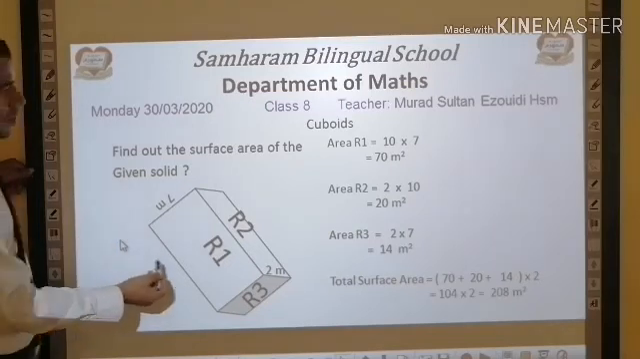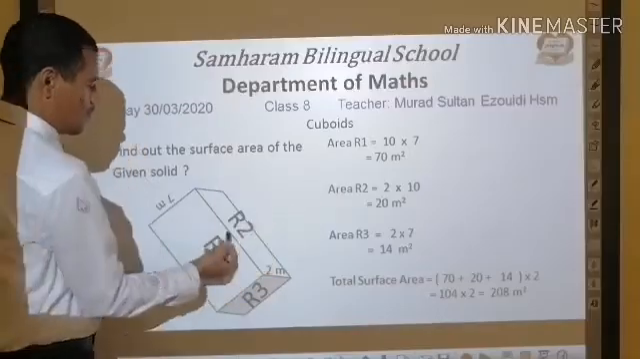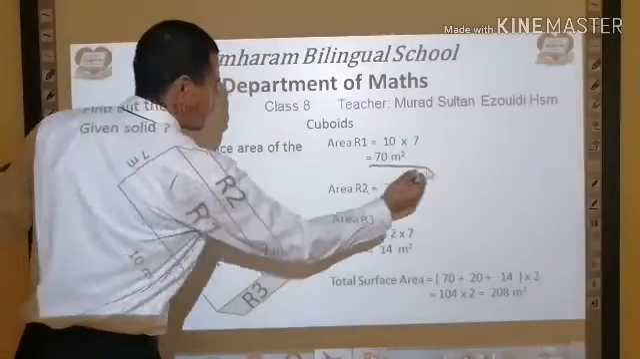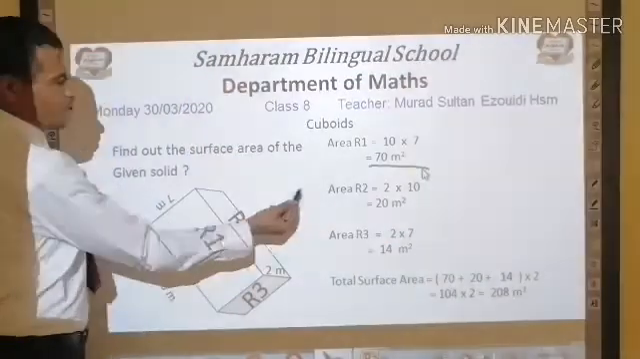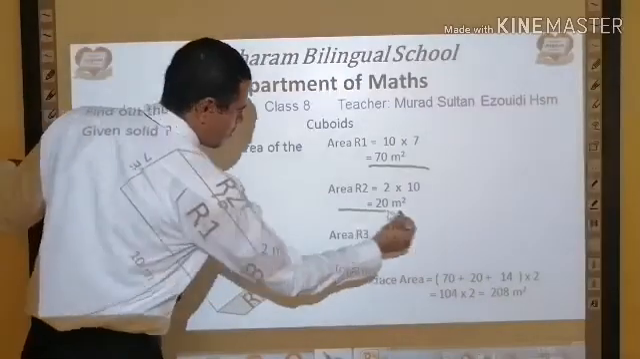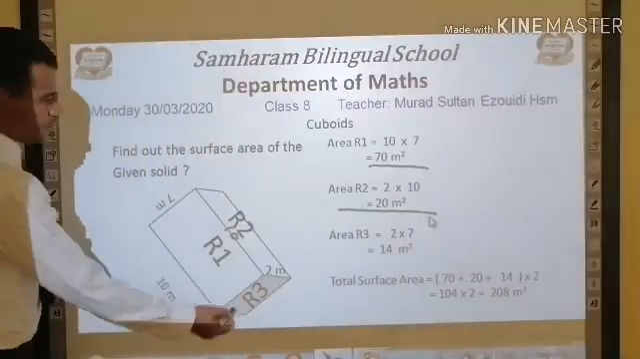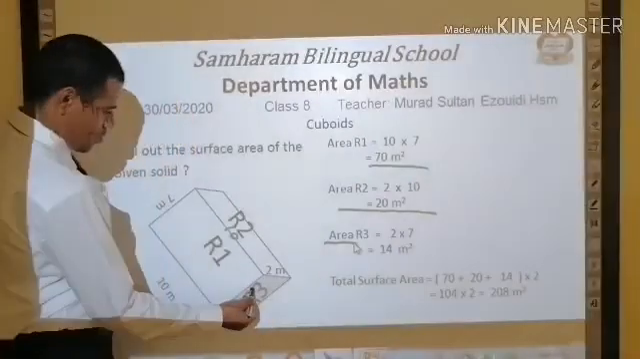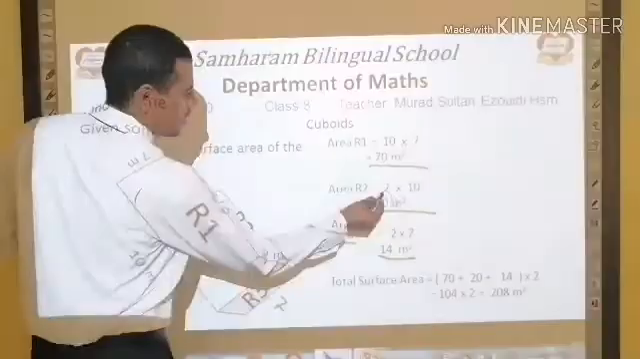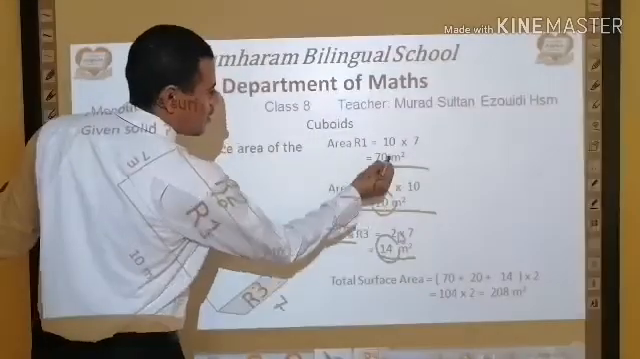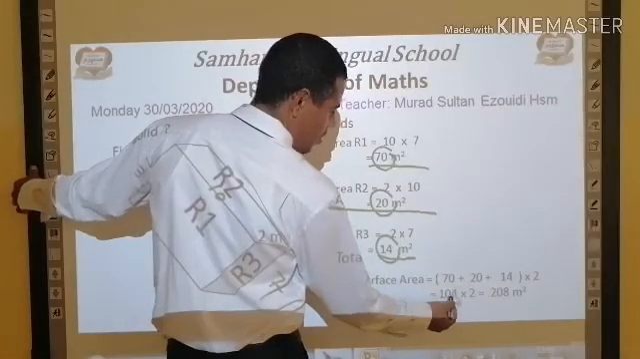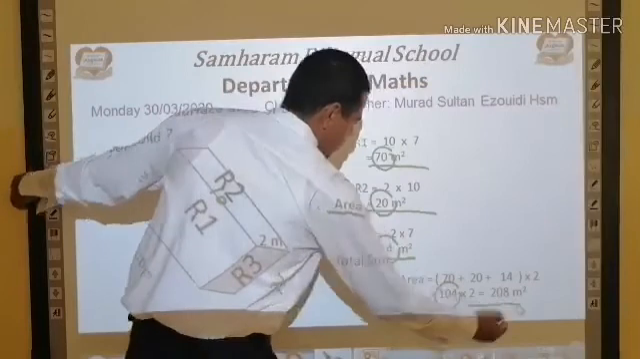You can see that here we have the area of the first rectangle is 10 by 7, 70. Then the area of rectangle 2 is 2 multiplied by 10, okay, 2 by 10 is 20. Then the area of the third one is 2 by 7, is 14. Then I will add all of this, my kids. Then I will multiply it by 2. So 104 by 2 gives 208.